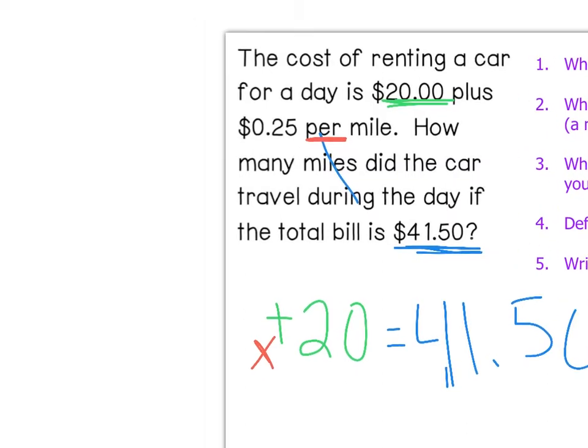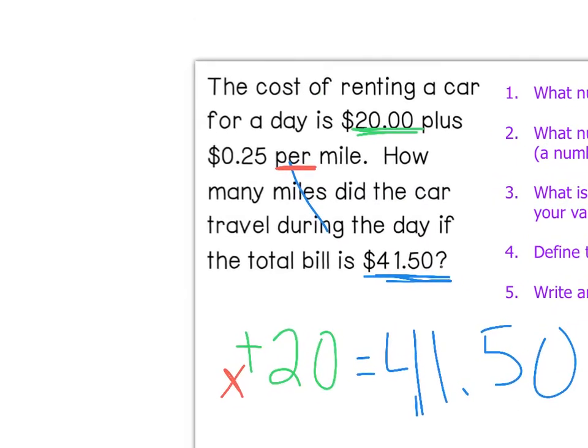Ran out of room, so I'm going to go ahead and write it up top. So it should be 25 hundredths x plus 20 equals 41.50. That would be our total equation.